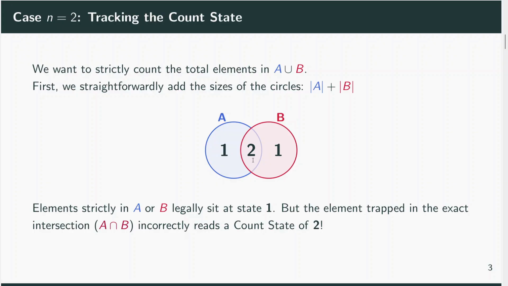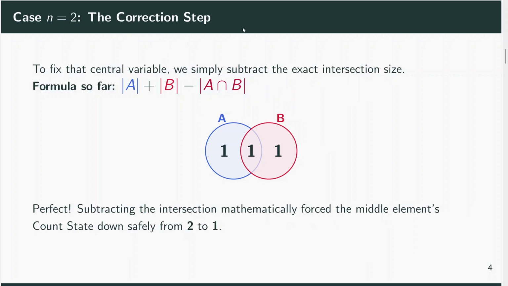Case n equals 2, the correction step. So how do we fix that double-counted center element? It is almost embarrassingly simple. We just subtract the intersection once. Our formula becomes the size of A plus the size of B minus the size of A intersect B.